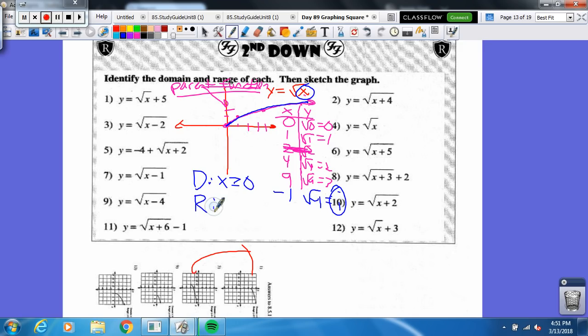My range is everything where y is greater than or equal to 0. It's going to go slowly up, but it is going to go up forever. And so y is greater than or equal to 0. So this is my parent function, domain, and range.